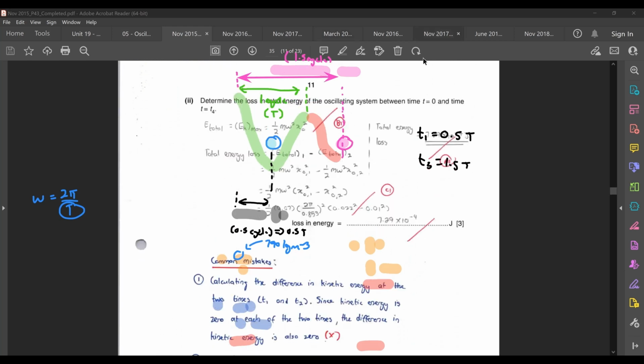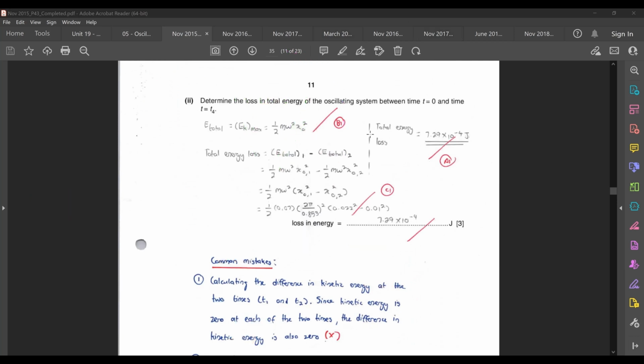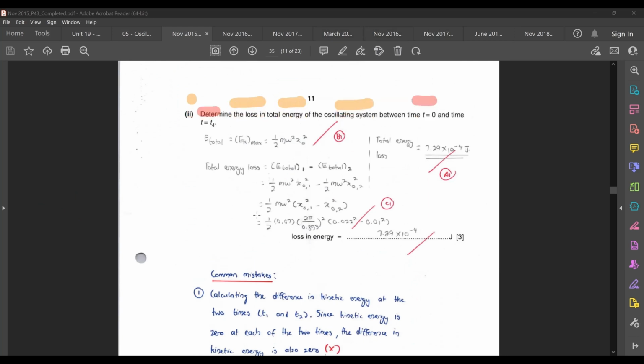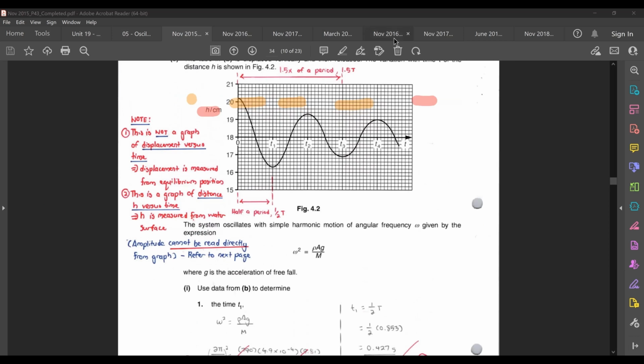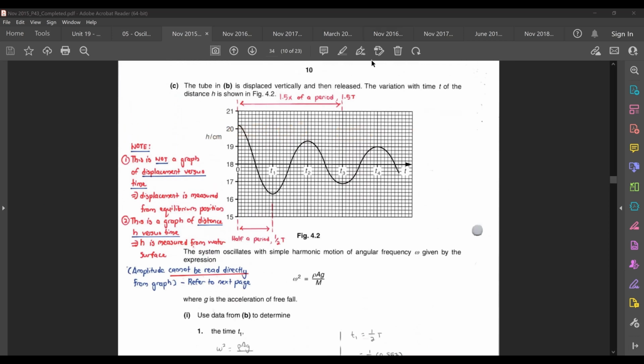Okay, now next comes part 2 here, where you are supposed to determine the total loss in energy of the oscillating system between 0 and T4. Okay, so let's just have a look at your diagram first. They're talking to you about the energy loss between T equals 0 seconds and T4. That would have meant this point here and this point here. You want to determine the energy loss between these 2 points.